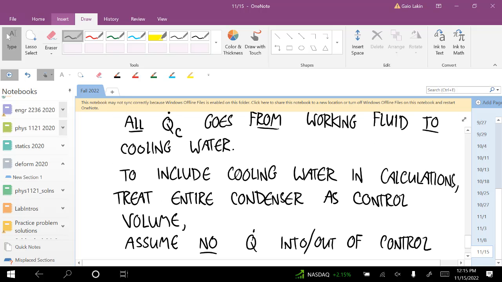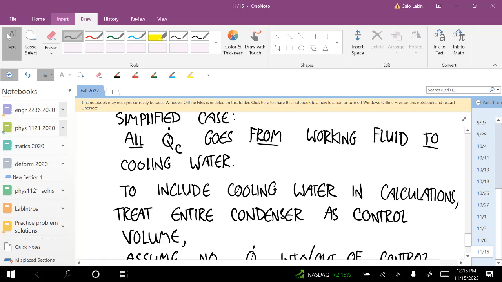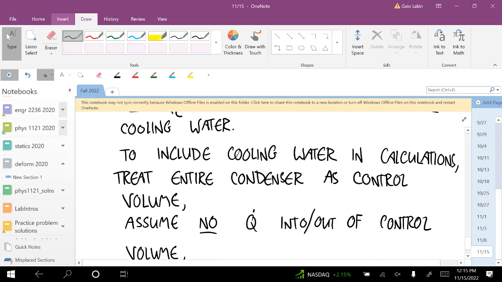Okay, so I said this kind of fast, but why does it make sense to assume that there's no heat transfer if we treat the entire condenser as a control volume? The whole point of the condenser is that heat is transferred out of the working fluid. So why does that make sense? Do you sort of follow that? It's only being transferred into the cooling fluid?